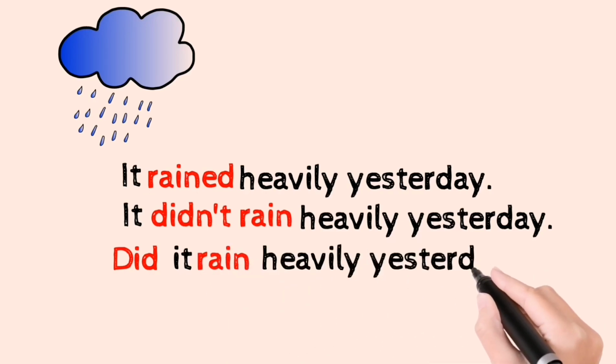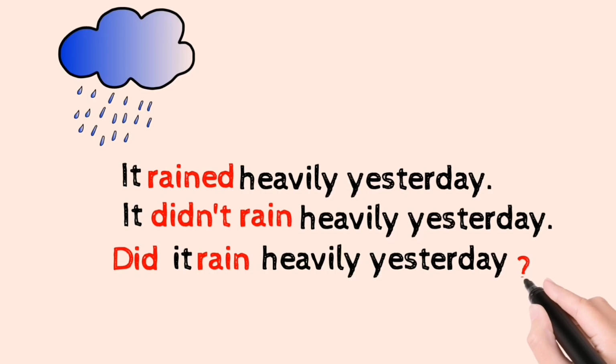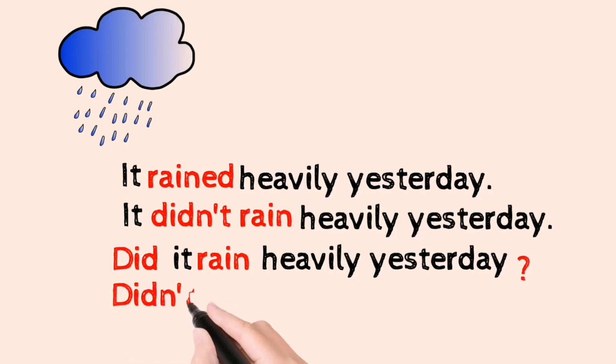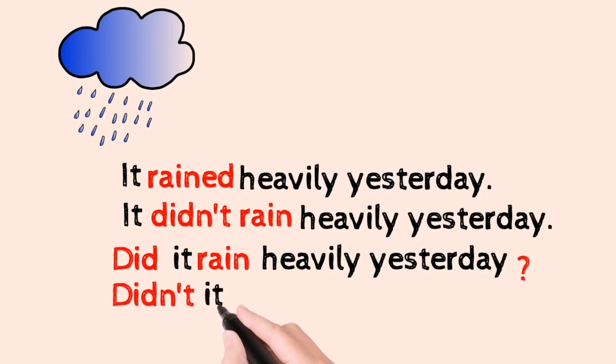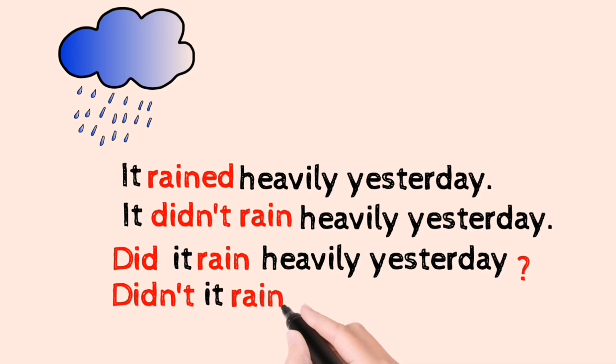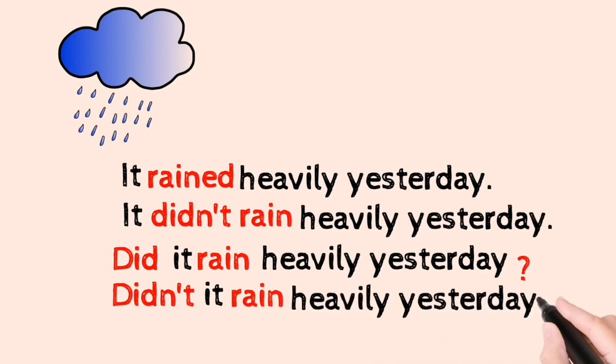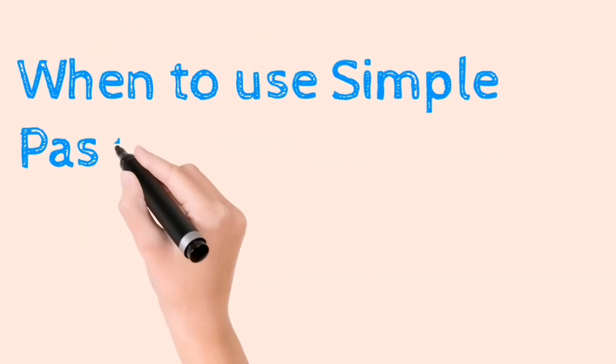Did it rain heavily yesterday? This is an example for question in simple past tense. Didn't it rain heavily yesterday? This is a negative question in simple past tense. Here also you can see the question is formed with the question word did.